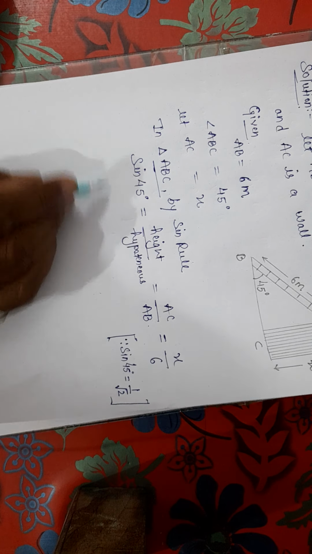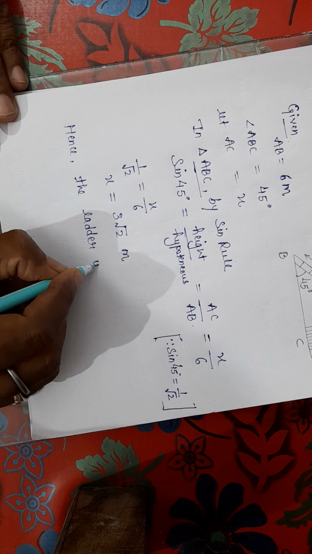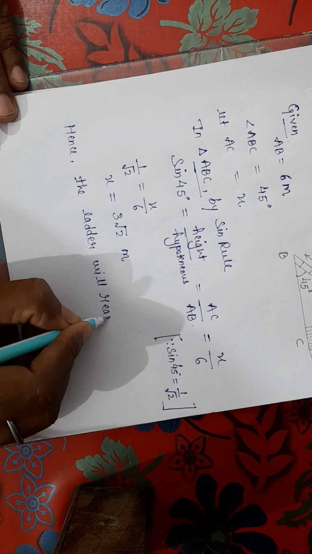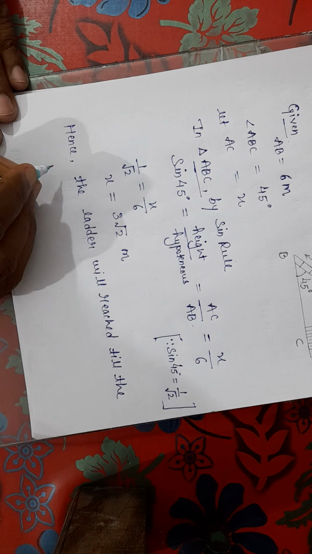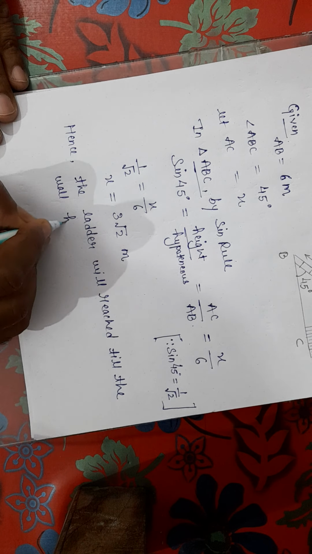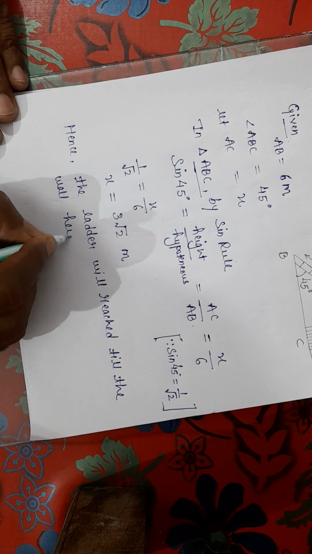Hence the ladder will reach the wall height equal to 3 root 2 meter. So this is our answer.